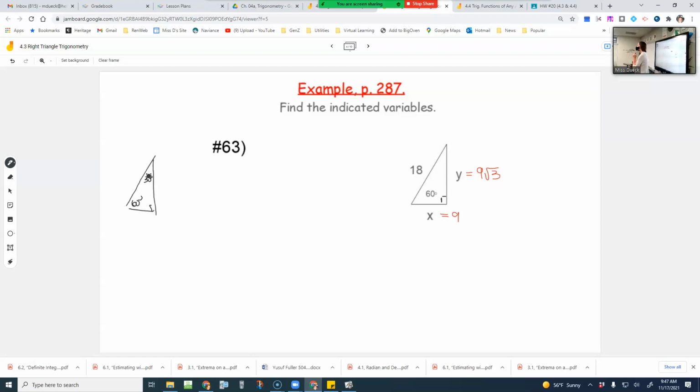Which one's bigger? The 1, the 2, or the 3? Well, I should be asking which one's smallest. The 1. And so which one is the smallest angle? For geometry, the smaller angle has the smaller corresponding side, the larger angle has a larger corresponding side. Where's the 1 going to go? Across from the 30.